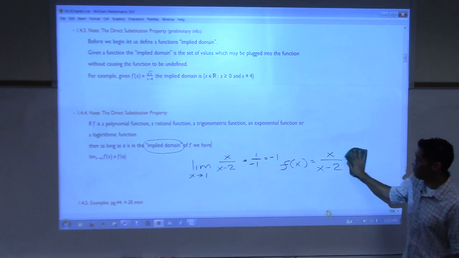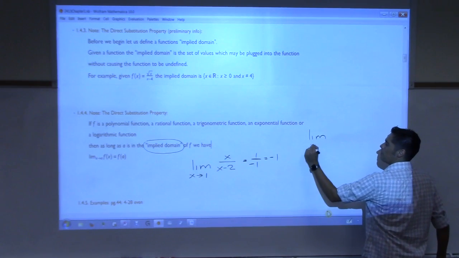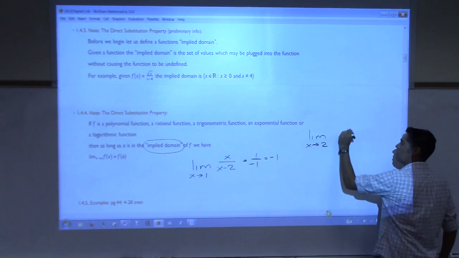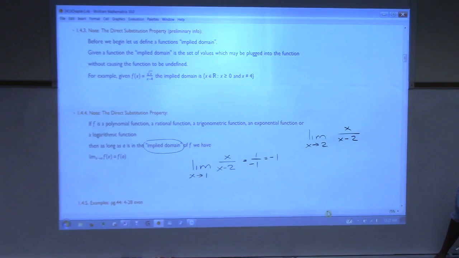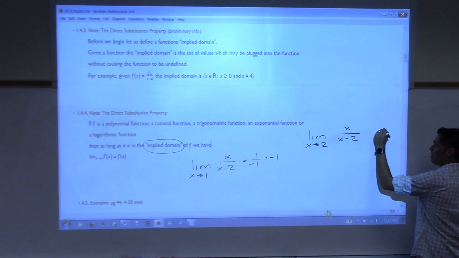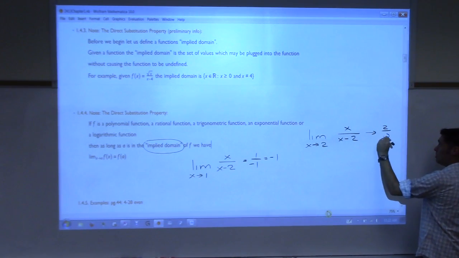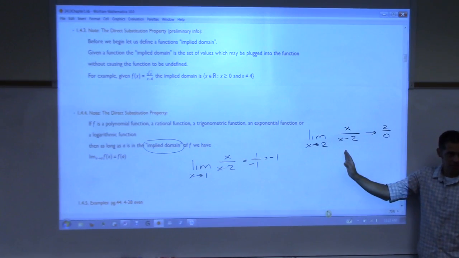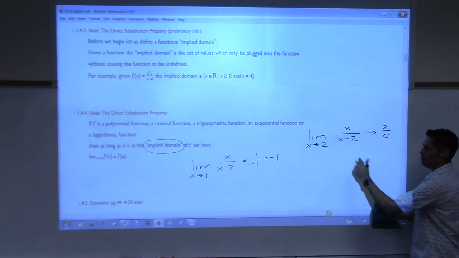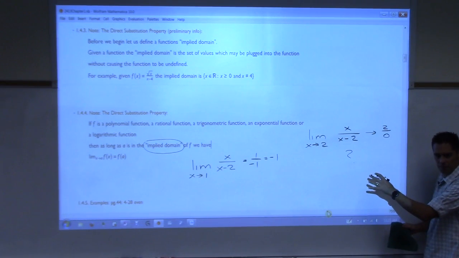Now, what would have caused a problem had I asked for the limit as x approaches 2 of x over x minus 2? Now you can't do a direct substitution, because if you do, what happens? This becomes, I'm going to draw an arrow, not an equal sign, 2 over 0, that's undefined. The answer to this would not be undefined. We don't know yet. That's where we're headed. We're going to go and talk about that. What is this function doing?